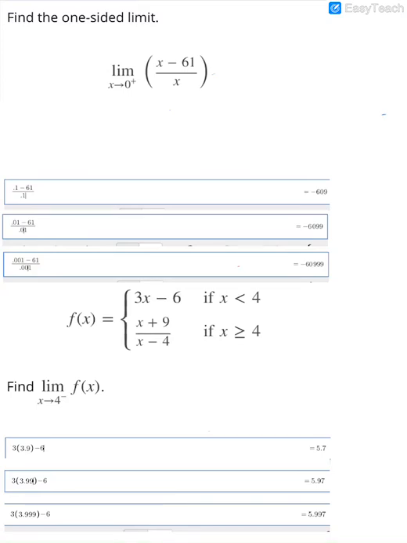In this video, we are going to look at some one-sided limits. So on this first example, you'll notice that we're being asked to evaluate the limit as x approaches 0 from the right side. So the plus sign is telling us from the right side.